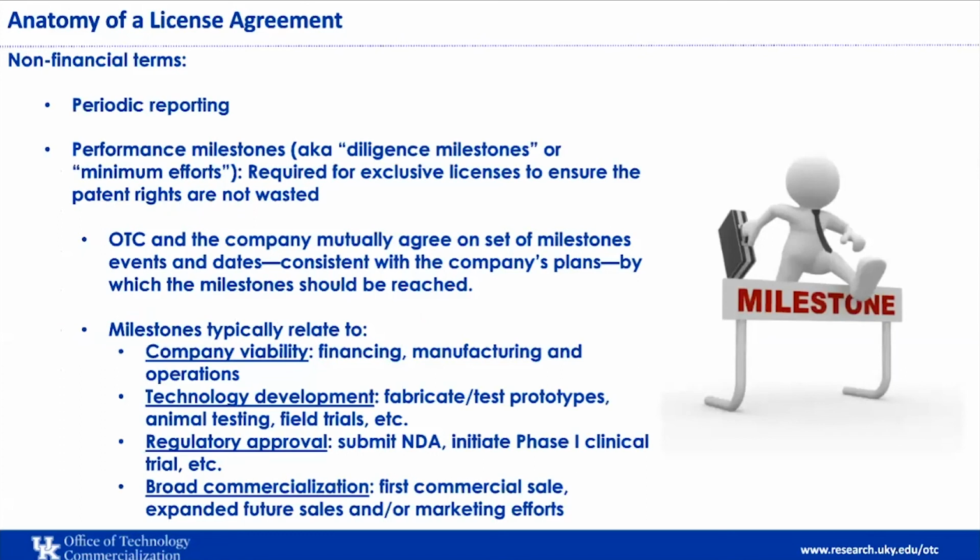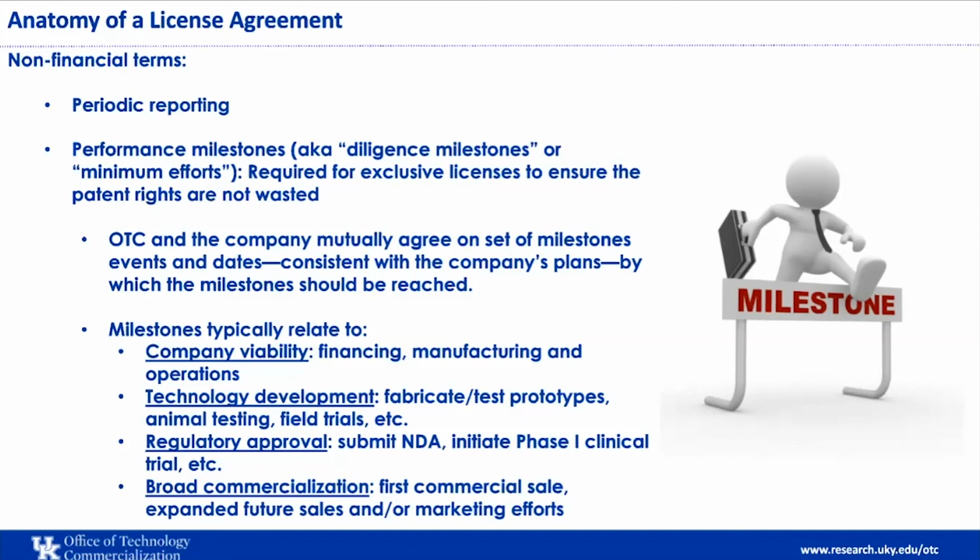So non-financial terms, we think about what do we include in the license that are not necessarily financial terms. One would be periodic reporting. At least twice per year, we want to ensure that our licensee is reporting to us to let us know what they're doing in the way of further development. How are they coming along and reaching those milestones that we agreed upon and set forth in the license agreement? Perhaps they're right on track, or perhaps they fall a bit behind schedule, and we might need to revisit and negotiate those minimum effort milestones.